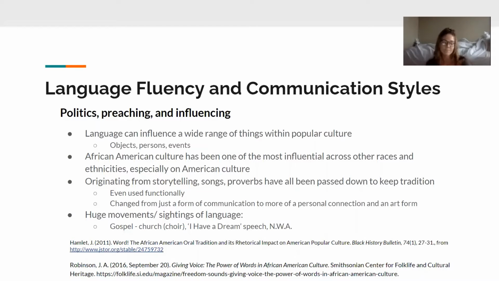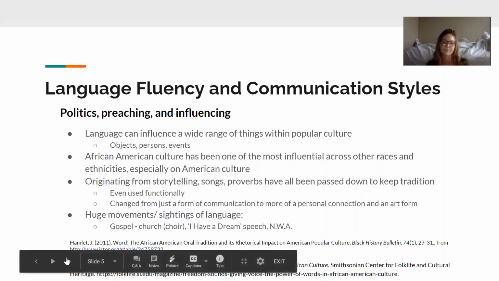Huge movements and sightings of languages have really been centered around the gospel, basically church choir, the I Have a Dream speech that we all know from Martin Luther King Jr., and then NWA, a huge hip hop group, rap group.